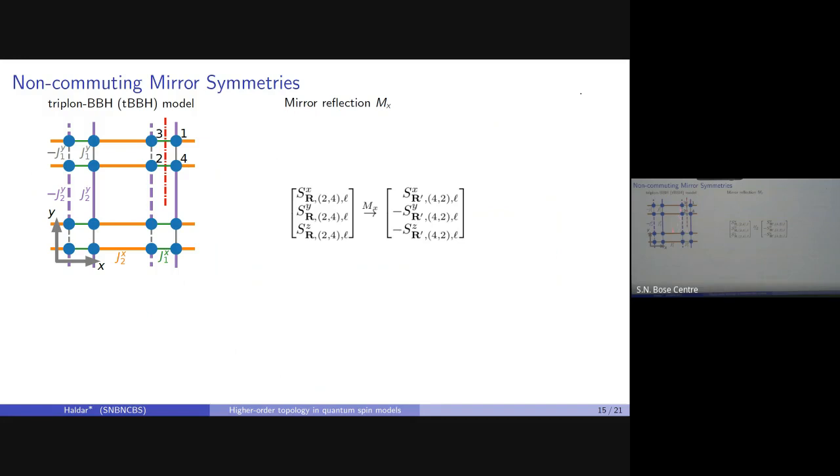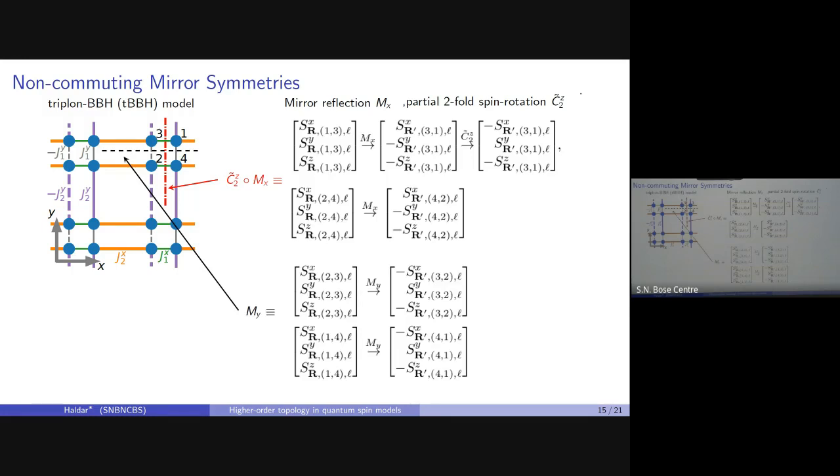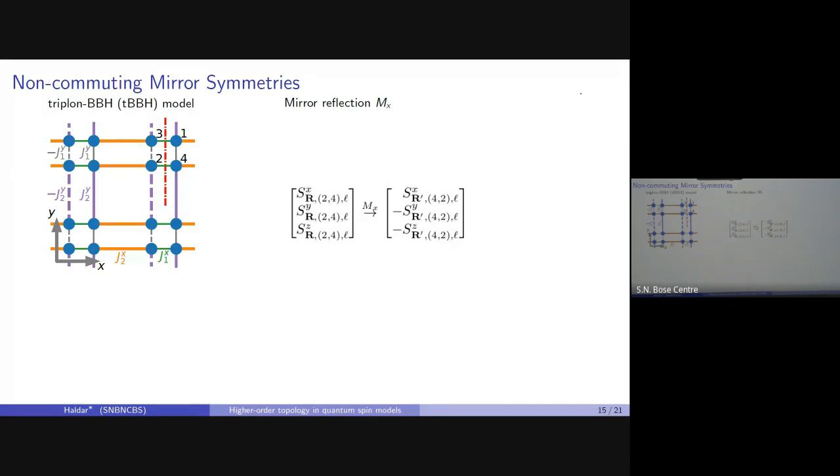The first is reflection about the y-axis, mx. Under this, the spins from side 2 get mapped to side 4, and vice versa. There is a typo here, it should be my. This is correct. So this is mx about the y-axis. Under this mirror symmetry, the spin on side 2 gets mapped to the spin on side 4. These signs are needed to account for the correct spin commutations, right?